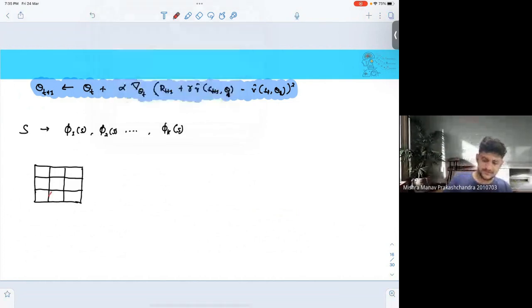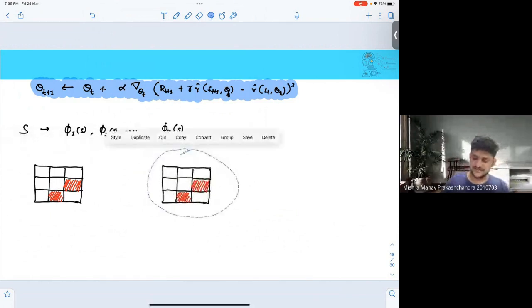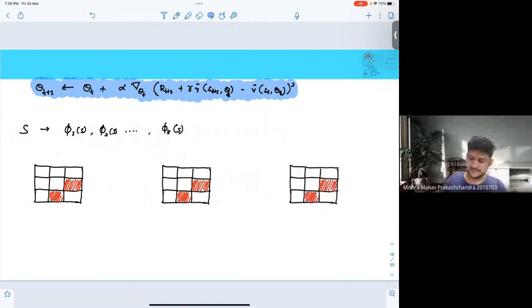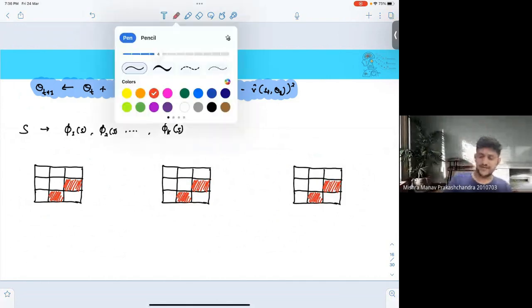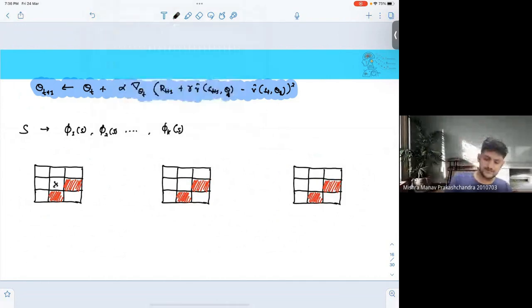And let's say this is an obstacle. So this red block here represents an obstacle. Okay, and just copy paste it, three, four places. Let's say here, here. And imagine the agent is located here. In this case, the agent is here, the goal is here.